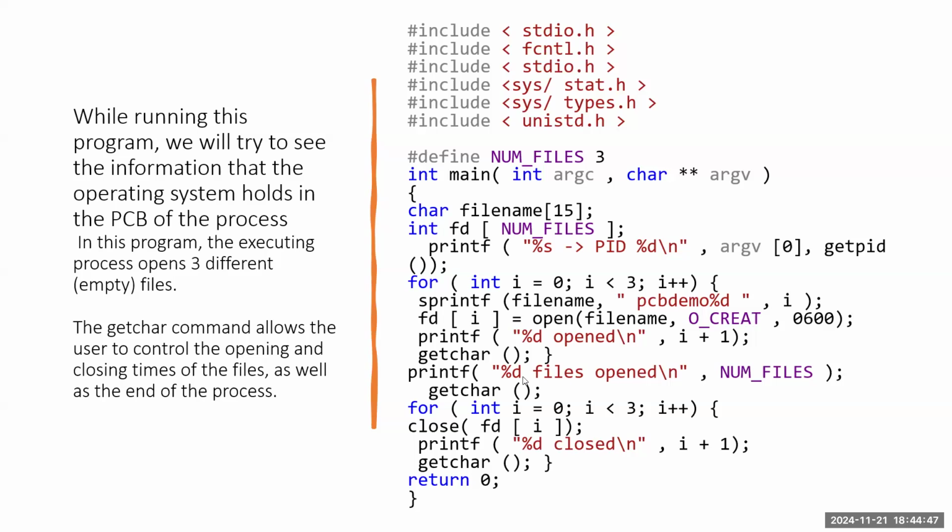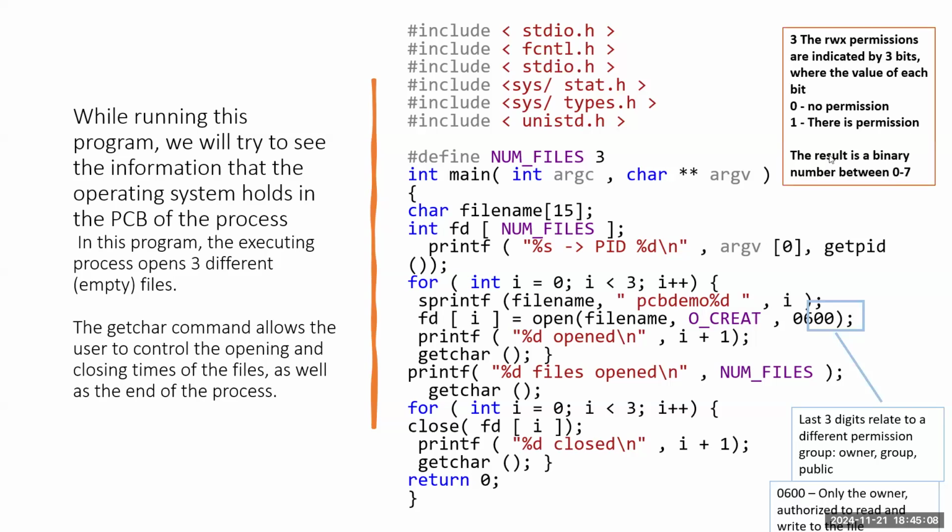Then we're going to say 3 files open, because that's after the whole loop, because we're going to wait, and then the loop goes again, and the loop goes again. So we're going to open 3 files, and then we're going to print 3 files open, and then we're going to close the 3 files in the loop, and say we close 1, we close 2, we close 3, and that's it. So we're just opening and closing files.